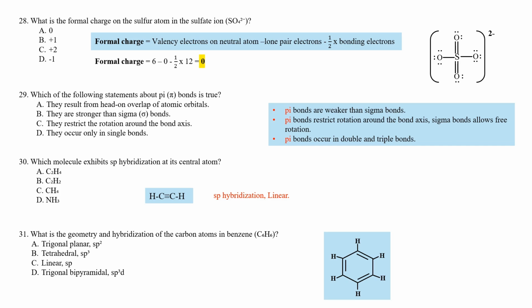There are three bonds, three electron groups, zero lone pairs on each carbon. This is trigonal planar geometry around each carbon. Trigonal planar geometry is for sp2 hybridized. So answer A, trigonal planar, sp2 hybridization.